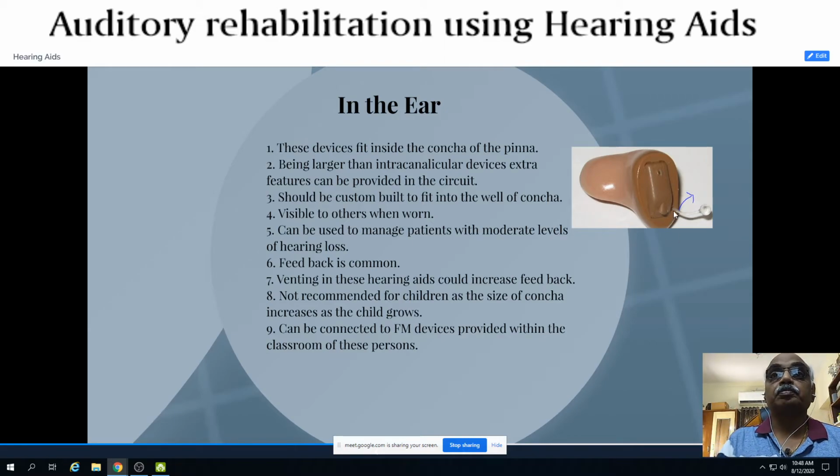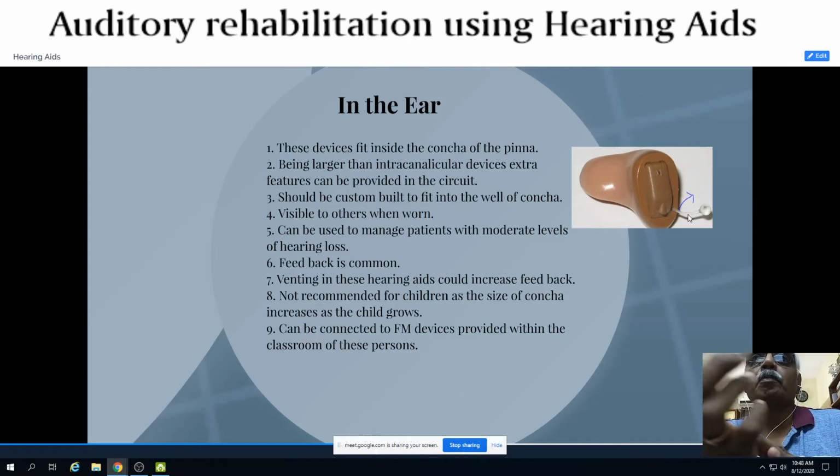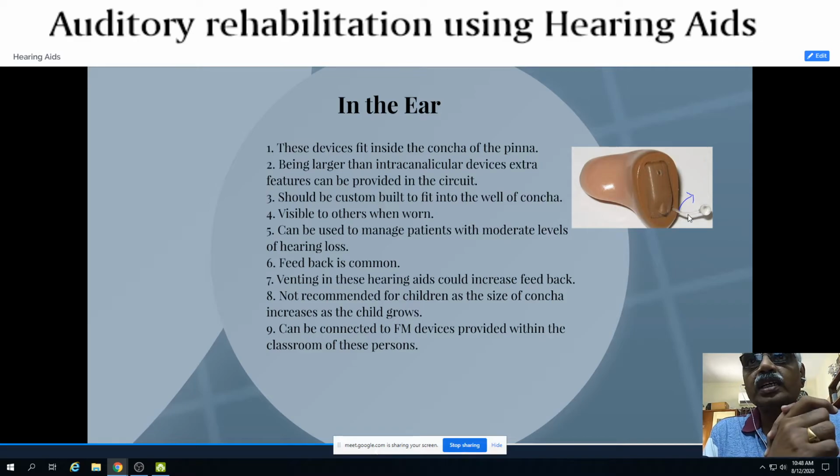For this, you create a vent. You see a small tube attached here. This tube will ensure the atmospheric air circulates into the external auditory canal, so the pressure outside the hearing aid and inside the external auditory canal are more or less the same. This pressure equalization is provided by the use of vents, but mind you, these vents can create feedback. Feedback is one of the important complications or problems with this ear. So venting of the hearing aids will increase the feedback.